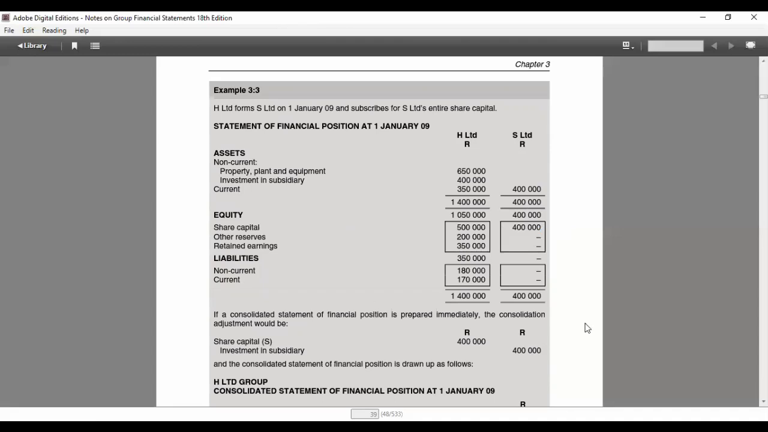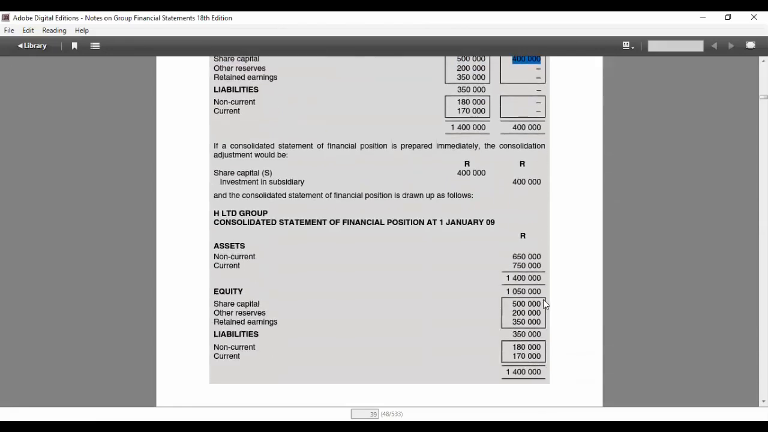Okay, so when we are doing the consolidation here, what we're going to be saying is that this 400,000 is represented of this 400,000 in S. So we would perform our pro forma journal entry of removing our investments and then removing our share capital of S, and our consolidated financial statement would look as follows. We can see that our current assets are worth 750. Our share capital, etc., is still H's share capital. That's very important. Okay, so that equity portion is still just showing H.